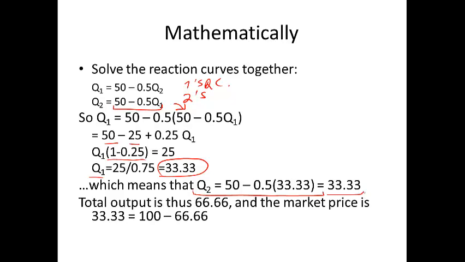is symmetric. By the way, it wouldn't be symmetric if these firms had costs that differed, but these firms both have zero costs, zero marginal costs. Anyways, back to our story.